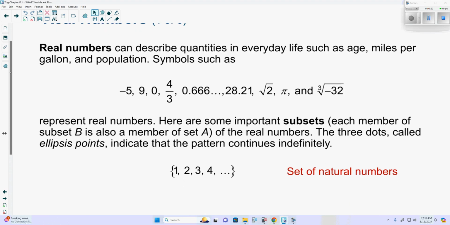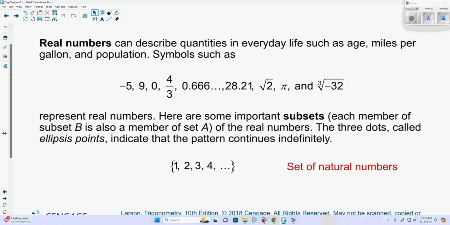Real numbers can describe quantities in everyday life such as age, miles per gallon, and population. Symbols such as these here are all considered real numbers. Here are some of the subsets. Each member of subset B is also a member of set A. The three dots, called ellipsis points, indicate that the pattern continues.